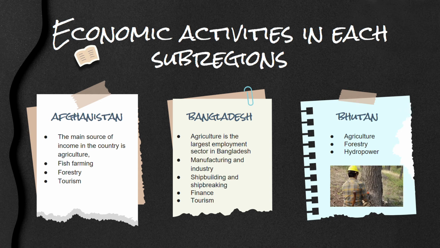Next country is Bangladesh. The economy of Bangladesh is characterized as a developing market economy. It is the 33rd largest in the world in nominal terms and 31st largest by purchasing power parity. The economic activities that have been practiced in Bangladesh are agriculture, manufacturing and industry, shipbuilding, finance, and tourism.